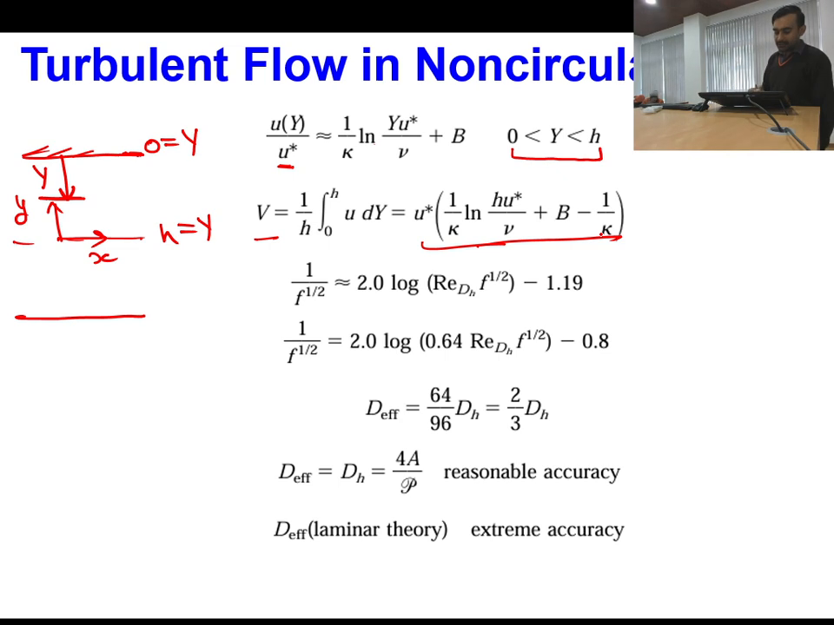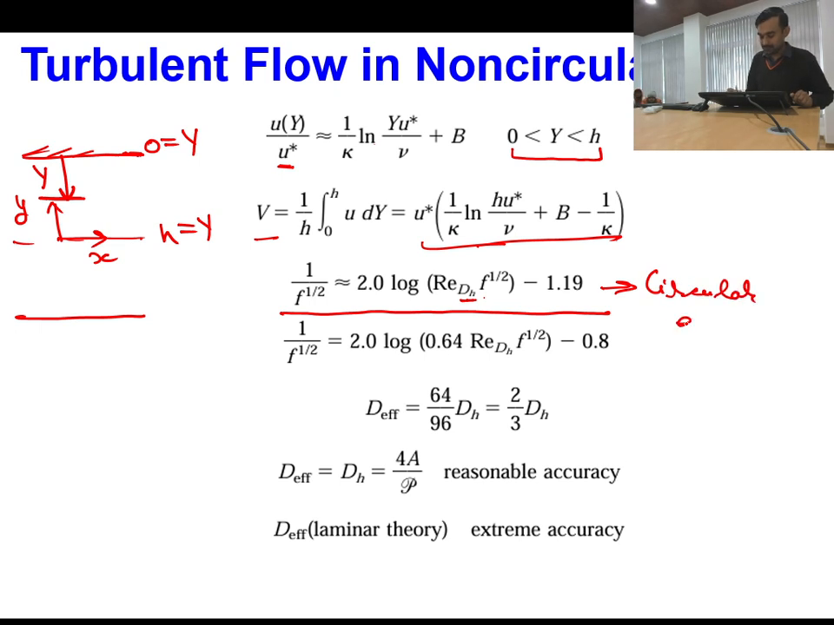So after calculating the wall shear stress, I will get the value of friction factor as 1 by f power 1 by 2 nearly equal to 2.0 into log of Reynolds number calculated based on hydraulic diameter times f power 1 by 2, minus 1.19. So you can see that this equation is similar to the one which is obtained for circular ducts. Fine. So this equation is almost exactly the same. There are slight changes in the coefficients. Otherwise, the whole form of the equation is the same as what we have seen in the case of circular ducts.